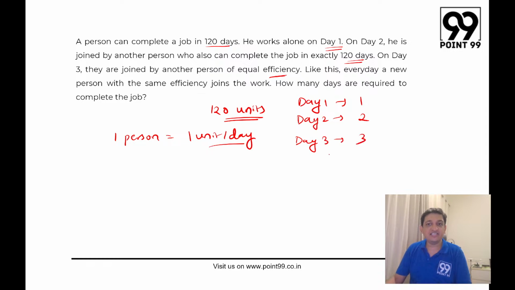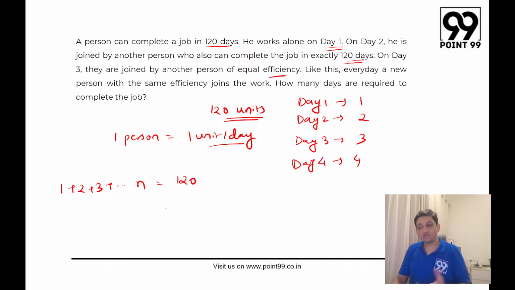Similarly day three 3 units will be done. Day four 4 units will be done and so on. ये चलता रहेगा. Now we have to finish 120 units. So we can say that 1 plus 2 plus 3 and so on till the time we reach n should give me 120. Now those of you who know your numbers very well will know that sum of the first n natural numbers 1 plus 2 plus 3 till n अगर करते जाएंगे, it is given by a simple formula n into n plus 1 by 2 and this should be equal to 120.